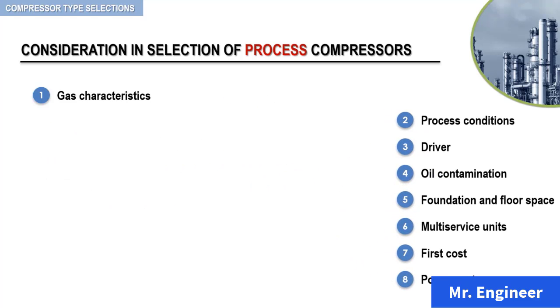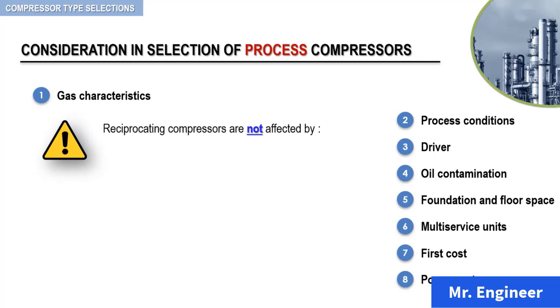For the first factor, gas composition and characteristics can have a decided influence on compressor type. A low gas inlet density, for example, will usually affect the centrifugal compressor to a greater degree than it will affect the positive displacement machine. A centrifugal compressor handling low-density gas will require many more stages than when handling a high molecular weight or specific volume inlet gas. Keep in mind that in this regard, reciprocating compressors are not affected by the gas molecular weight, specific volume, or inlet density.